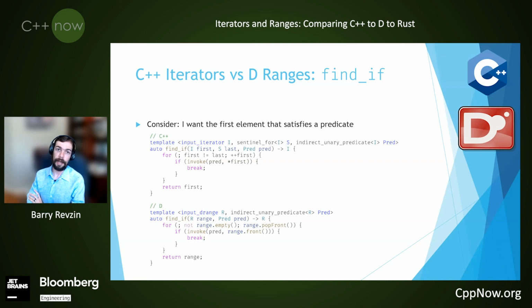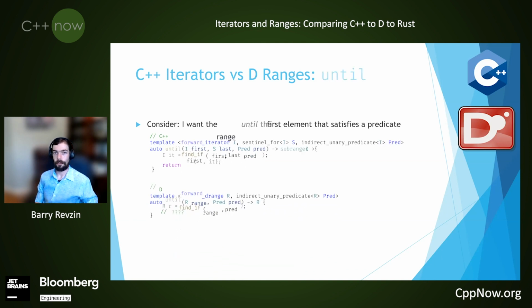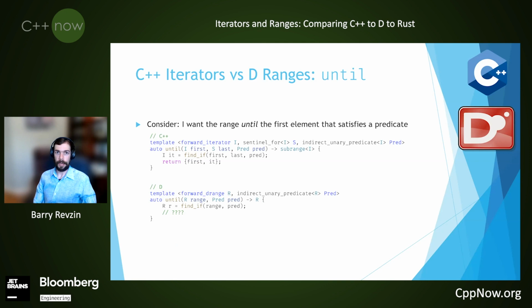I mentioned earlier that findIf in D has to return a range, while in C++ it returns an iterator. But otherwise, these two algorithms are very equivalent, right? The code basically looks the same. Some of the spelling of the operations is different, but these are recognizably equivalent. And there's no particular reason to say that one is necessarily better than the other. But let's consider a slight variation of this. Let's say instead of the first element that satisfies a predicate, I want the range until the first element that satisfies a predicate.